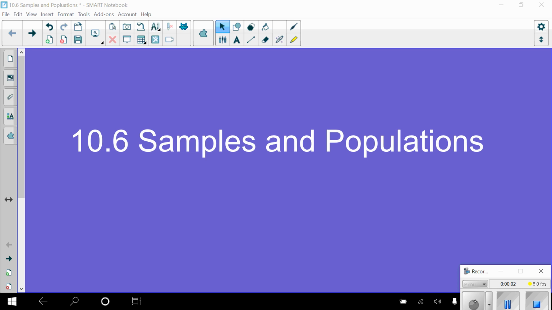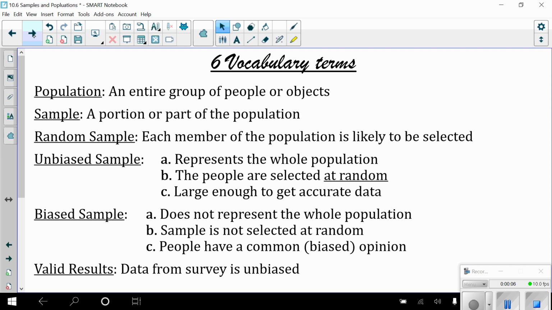Everybody, this is a lesson on Chapter 10, Lesson 6, Samples and Populations. All right, first of all, we have 6 vocabulary terms. I'd like you to go ahead and click pause and highlight the keywords.